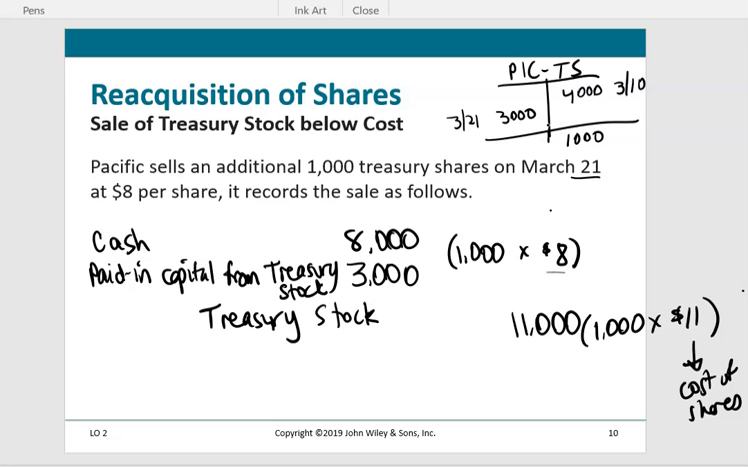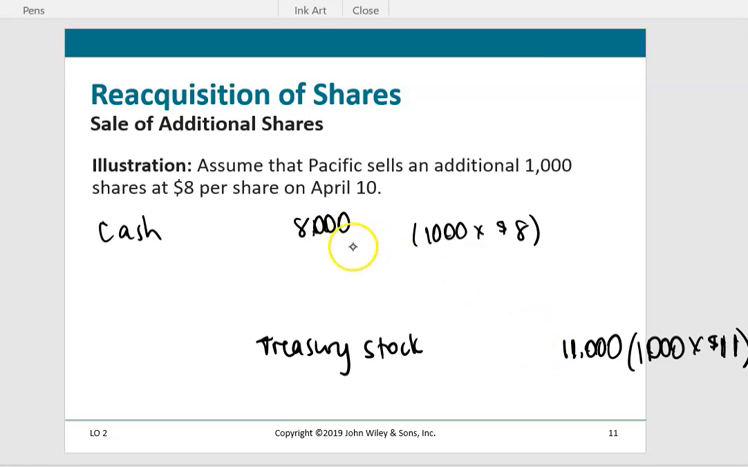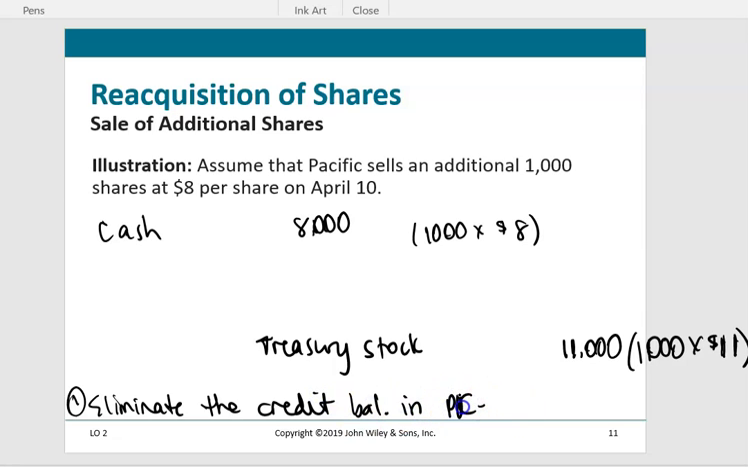The accounting rules say we can't have a negative balance in paid in capital treasury stock. We have a credit balance, negative meaning we can't end up with a debit balance. We still have 1,000 here. The first thing we're going to do for this $3,000, kind of like a loss, first thing we do, eliminate any balance. Eliminate the credit balance in the paid in capital treasury stock account.